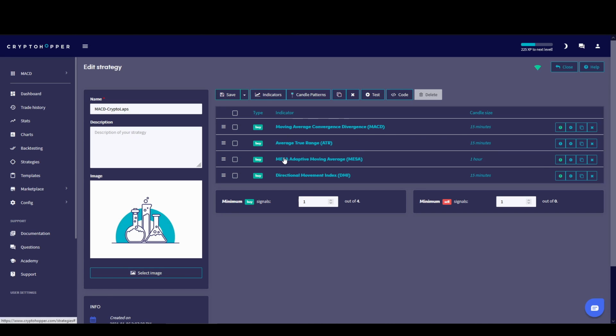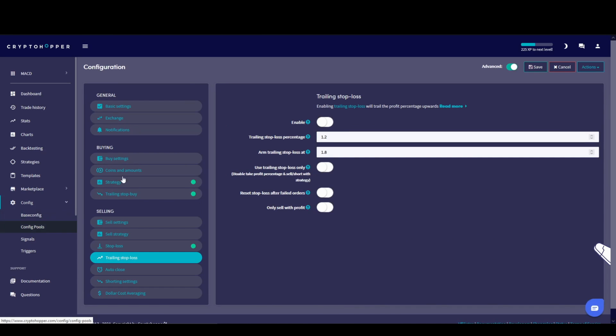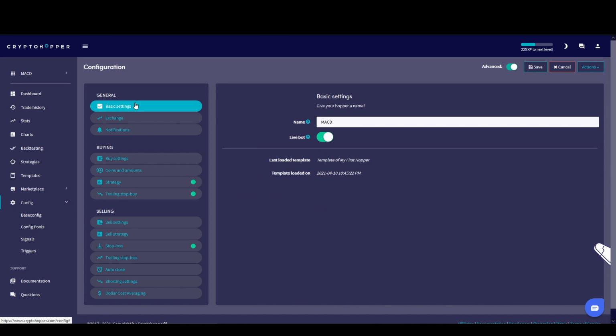So once you enter all this information, make sure you click on save. All right, now when it's done, let's go to the configuration. Click on config, base config. If I go through very quickly, those ones are our defaults.